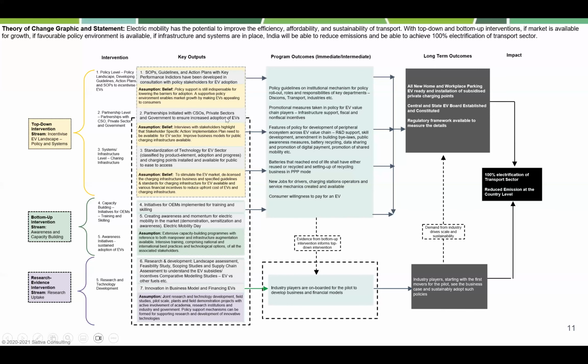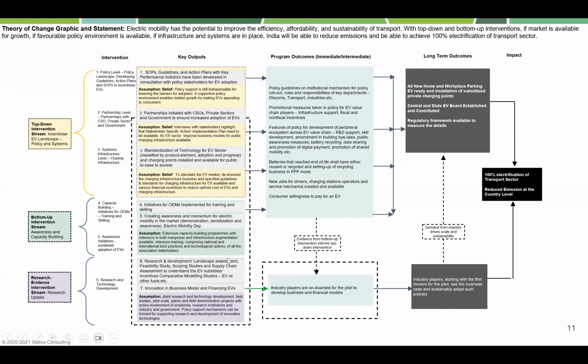rather than me explaining, for instance, I work at the policy level, I work at the partnership level, I work at the systems level, more in the infrastructure. What exactly happened? Because I work on the policy, I have SOPs and guidelines, because I have the partnership available with me. Now the government is willing to start working on the roles and responsibilities, who will work on what, like discom, transport or industry. Like I started doing the training and skill building activities. Now what happened, because the government agreed, maybe new jobs are created already.